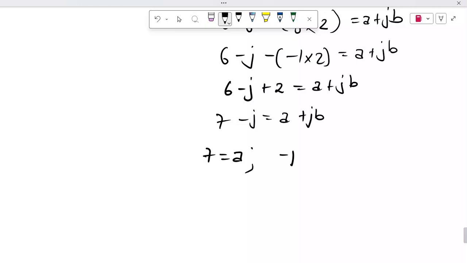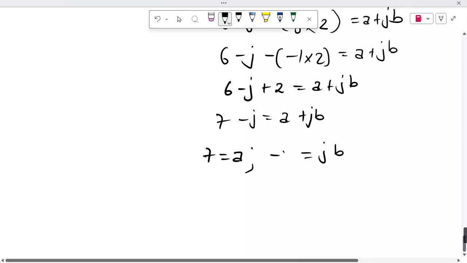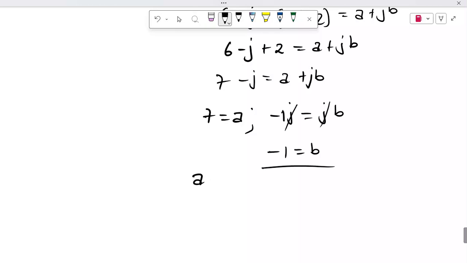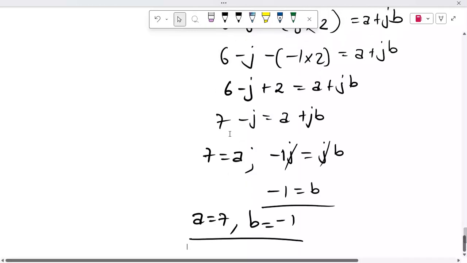Then the imaginary part, we have negative j equals jB. We know the coefficient of this is 1. So for completeness' sake, so that you don't get lost, you say negative 1j. Now you cancel the j, so you have negative 1 equals B. So you've solved A equals 7 and B equals negative 1. These are your answers. When you reach here, you equate the real parts and equate the imaginary parts.